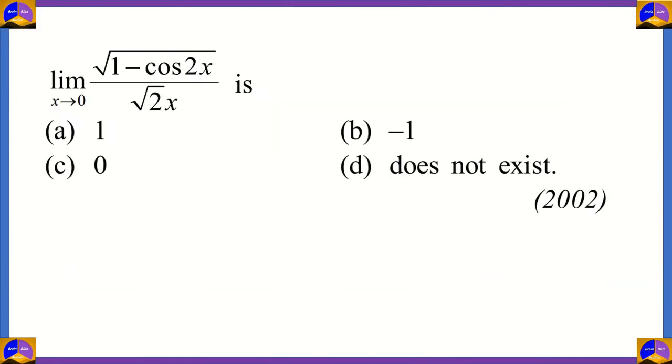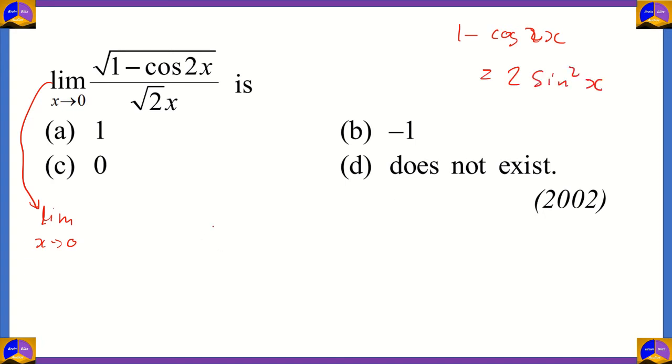Now let's look at this question. It's a very simple one. So here you're asked to find out the value of limit x tends to 0, under root of 1 minus cos 2x divided by under root of 2 times x raised to 1. So in this question, you have limit x tends to 0, 1 minus cos 2x can be written down as 2 sine square x.